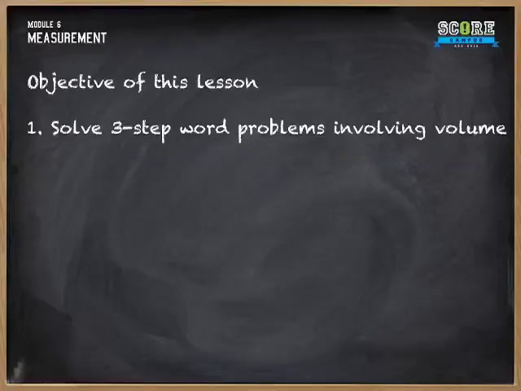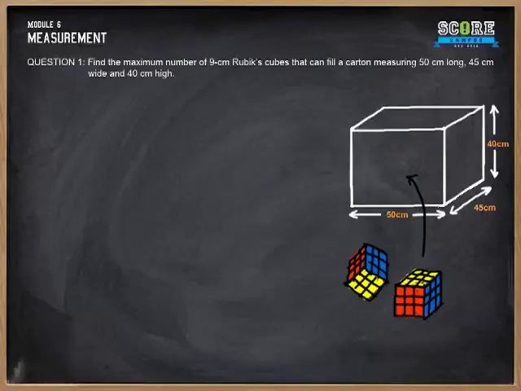Alright students, this is the objective of this lesson. Solve 3-step word problems involving volume. Question 1. Find the maximum number of 9 cm Rubik's cubes that can fill a carton measuring 50 cm long, 45 cm wide, and 40 cm high. The dimensions of the Rubik's cubes are 9 cm by 9 cm by 9 cm.